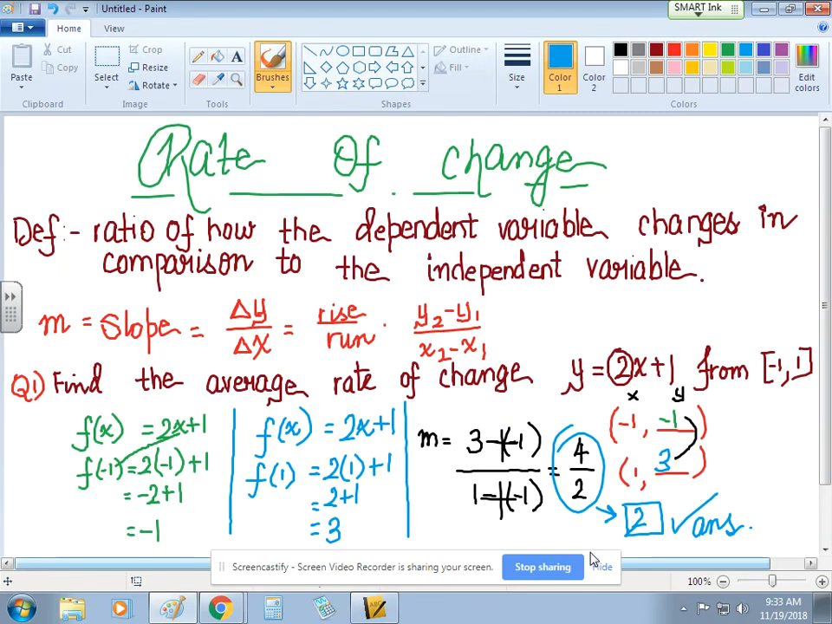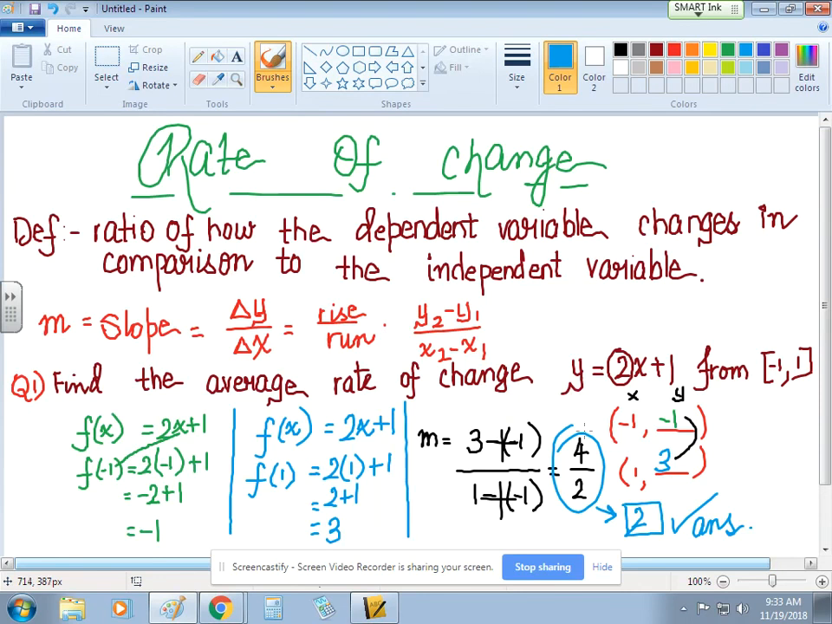So I hope I made some sense. I'll do more questions on this. The summarization is rate of change: the square brackets are basically giving you two x's, and you have to find your y's from the function. So that is rate of change.